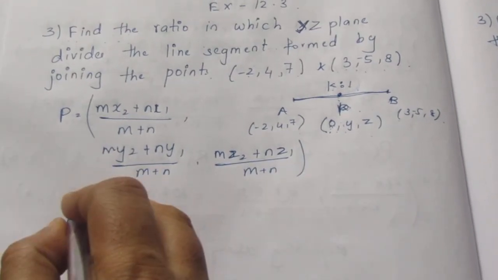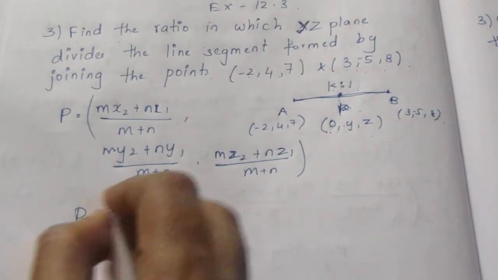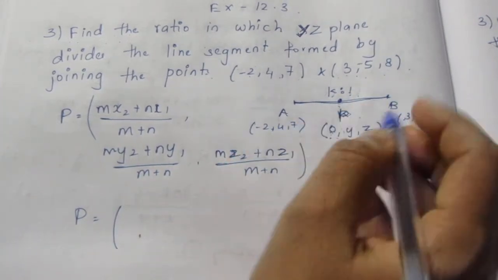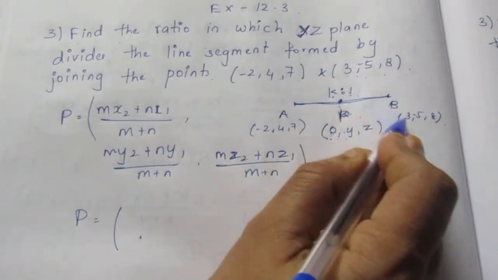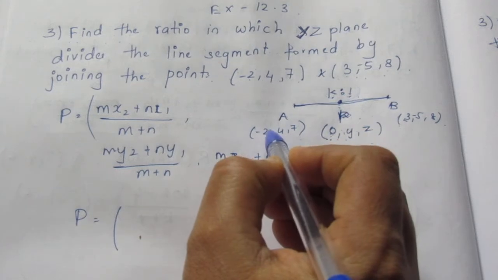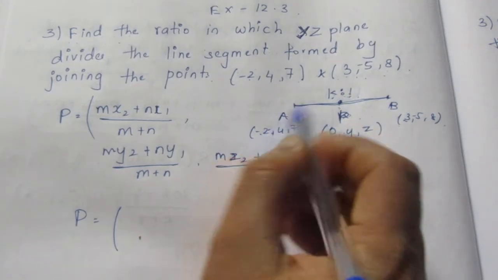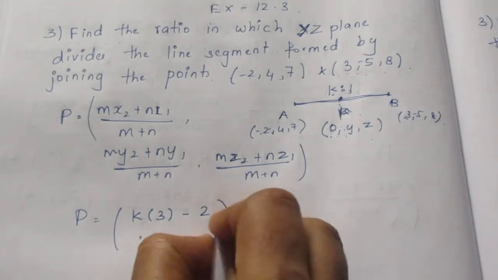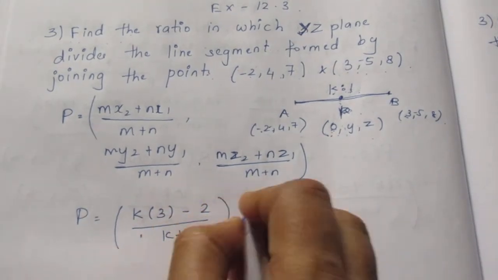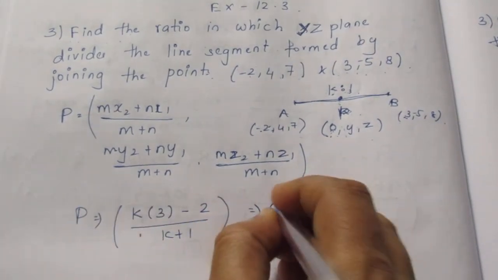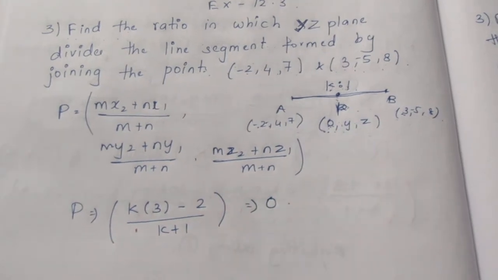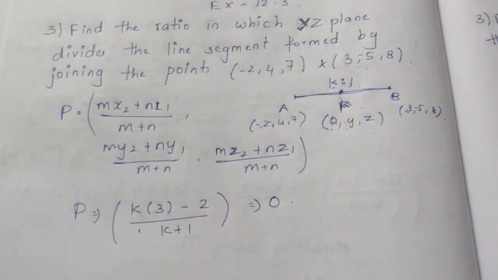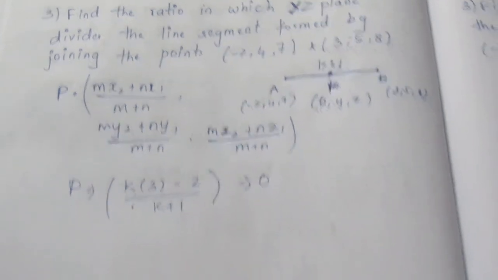So taking the x-coordinate, this is m, this is n, and only this I am going to take. So k into 3, minus into minus... minus into plus will become minus, so minus 2. So (3k - 2)/(k + 1) is equal to 0, because P is nothing but (0, y, z). I am taking only the x-coordinate, so this is equal to 0.